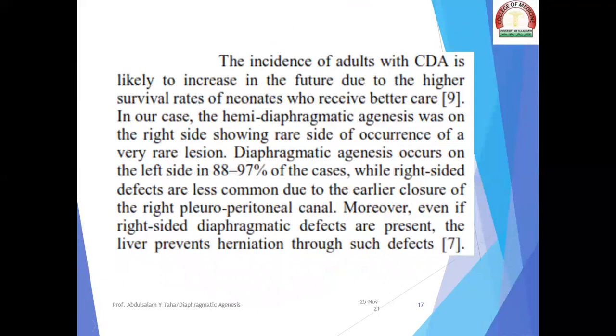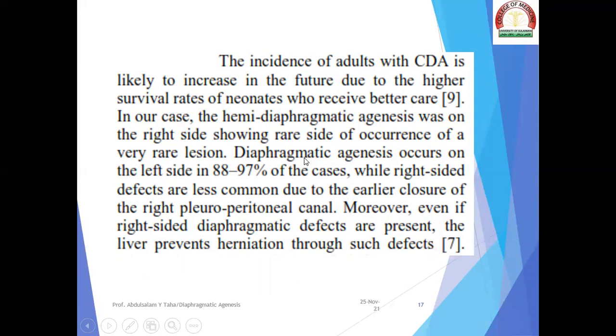The incidence of adults with congenital diaphragmatic agenesis is likely to increase in the future due to the higher survival rates of neonates who receive better care. In our case, the hemidiaphragmatic agenesis was on the right side, showing a rare site of occurrence of a very rare lesion.